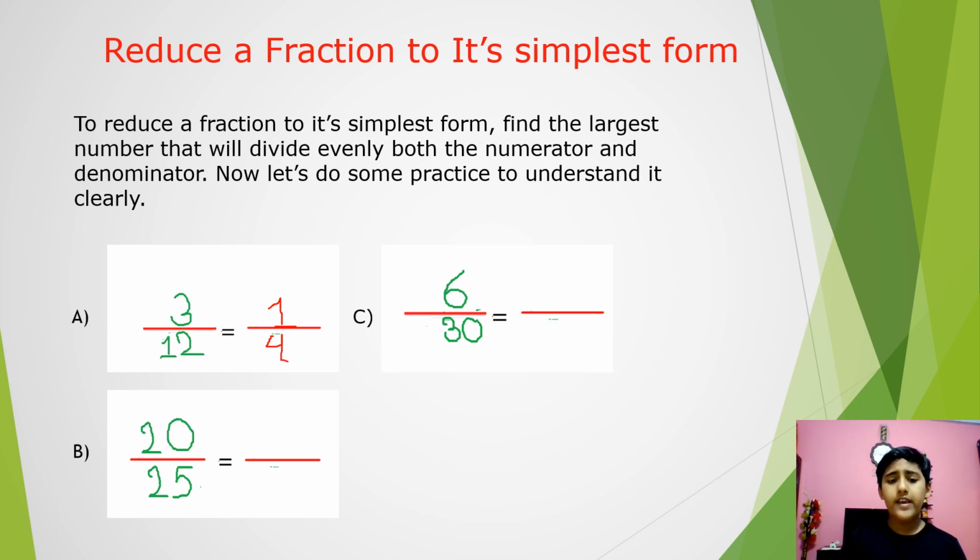20 by 25, simplest form. So 20 by 25, if we divide 20 by 5, we get 4, and if we divide 25 by 5, we get 5. So our answer is 4 by 5. 6 by 30, simplest form. So if we divide 6 by 6, we get 1. And if we divide 30 by 6, we get 5. So 1 by 5 is the simplest form of 6 by 30.